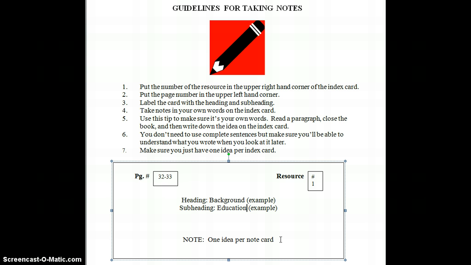If the students follow these steps, their notes will be organized, their thinking will be organized, and then the writing will be much easier to do.